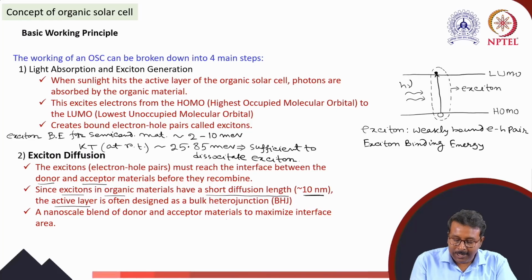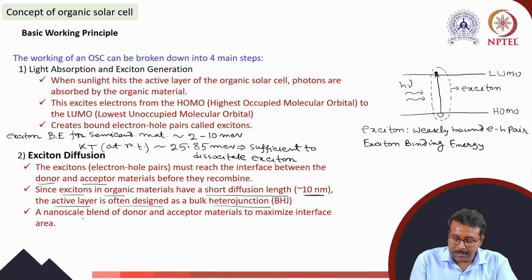So the active layer is often designed as a bulk heterojunction so that it can dissociate. That means acceptor and donor are automatically mixed within the active material. This is called bulk heterojunction. It means not the junction between two different layers. Bulk heterojunction means the material consists of both types of materials, that is donor type and acceptor type. So as a bulk it is acting as a heterojunction.